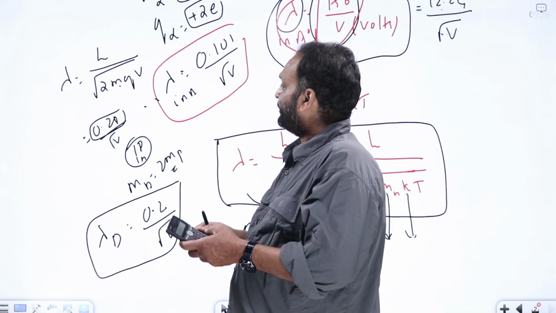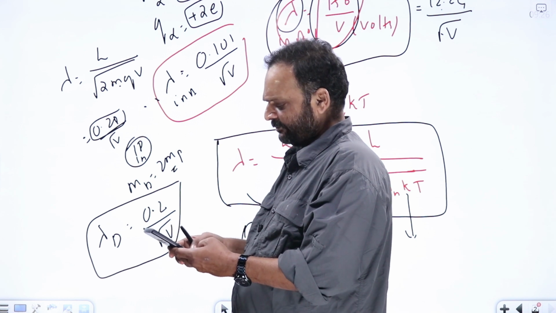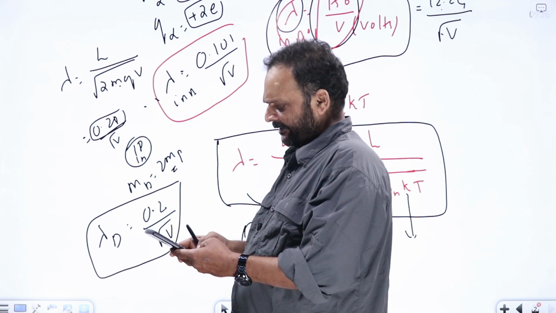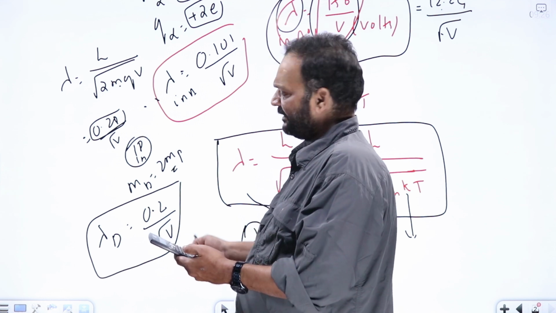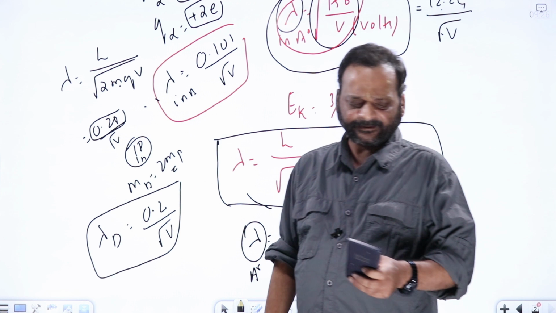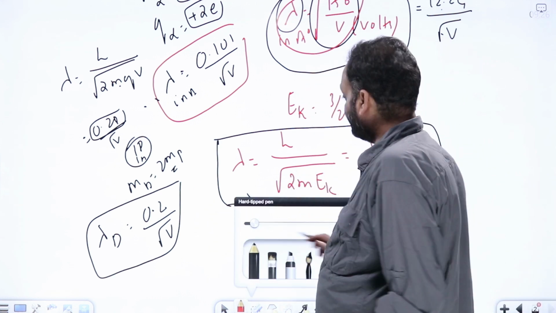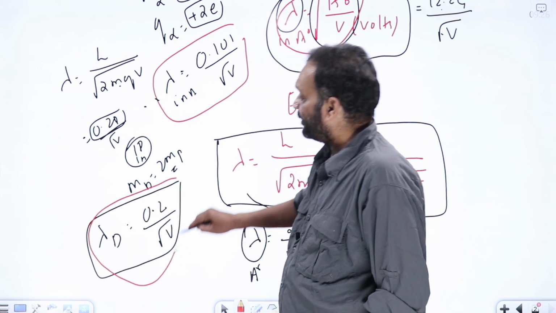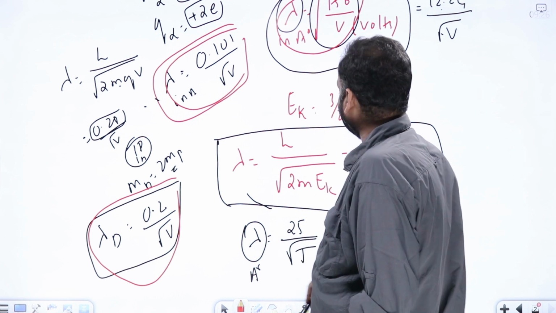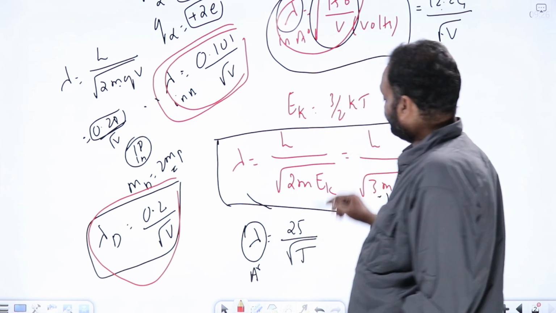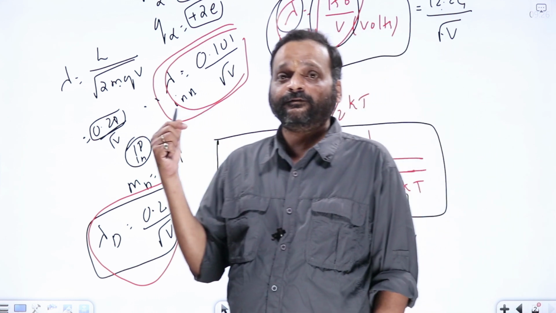Okay, what is 0.28 into 0.707? Okay, 0.28 into 0.707 equal to 0.197, nothing but 0.2 only, approximately. Okay, so this formula is applicable for deuterons. Right, this formula is applicable for alpha particles. This is what you call for neutrons. Means for different particles the de Broglie wavelengths are found like this.